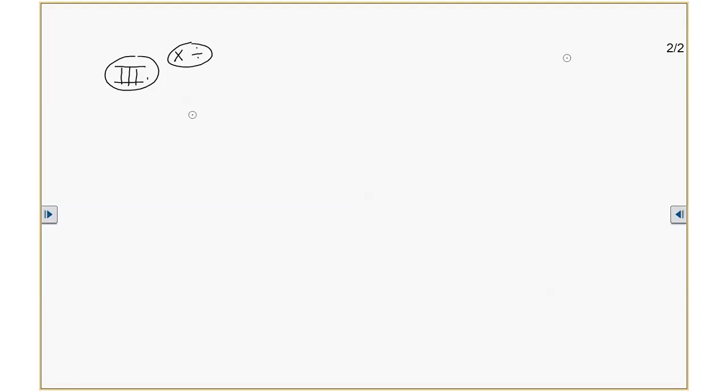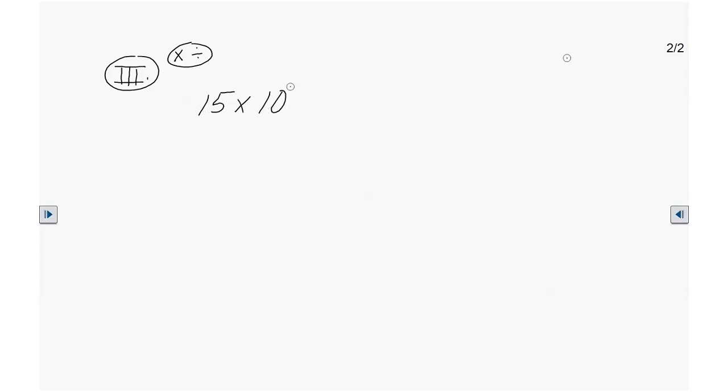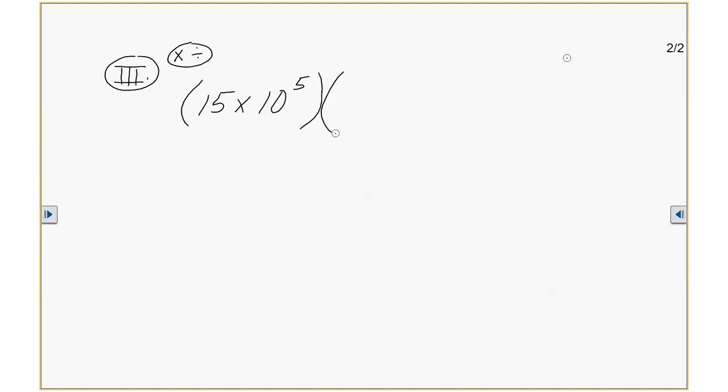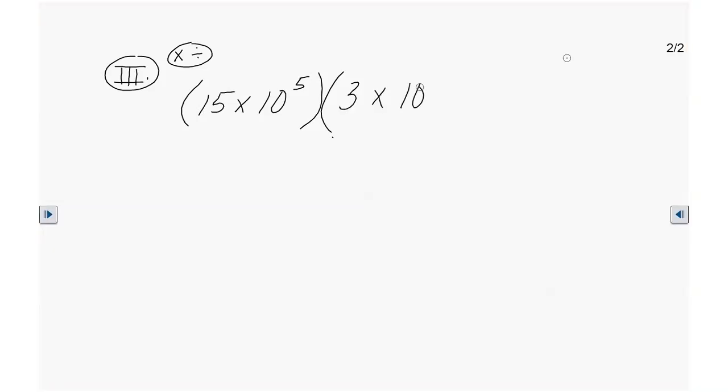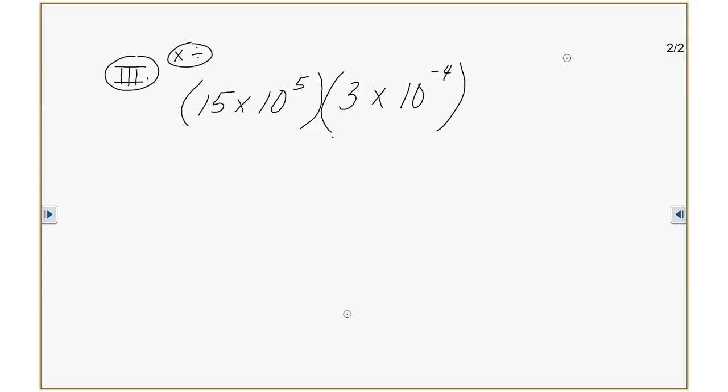So let's go with 15 times 10 to the 5th times 3 times 10 to the -4th. Now, this is a typical problem you will see on a standardized test. You may see one or two, and the reason I talk about standardized tests is some of y'all have to take standardized tests to get into certain programs or whatever. But other than standardized tests or science, you're not going to see this again. You're going to multiply the first two, and then you're going to remember your exponential laws for the 10s, because they're the same what? What do they have in common?